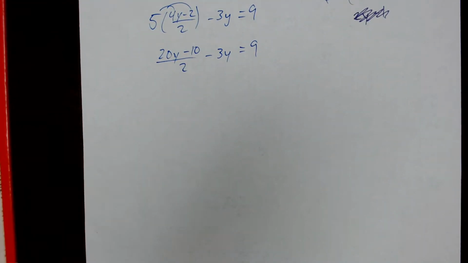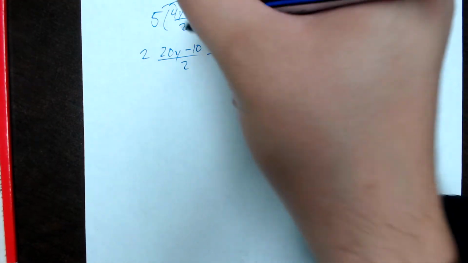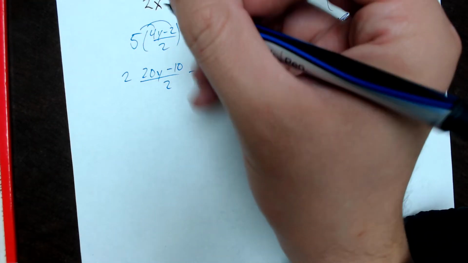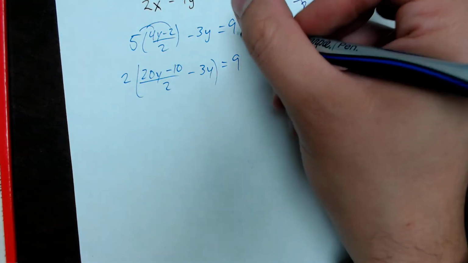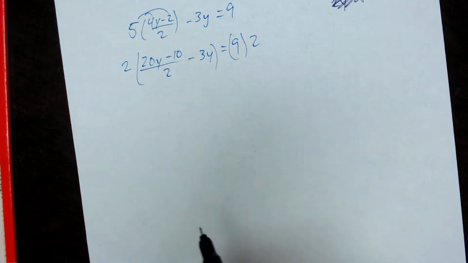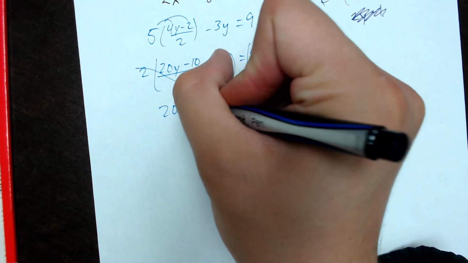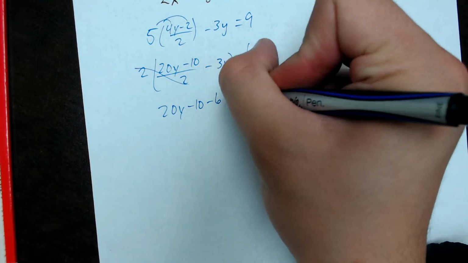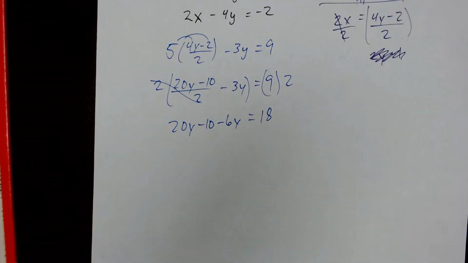From here, the way I would solve the equation, I would just multiply everything by the denominator of 2. Distributive property makes life easier. When this multiplies by 2, these cancel. So I have 20y minus 10. That becomes negative 6y. That becomes 18. That's the key to advanced substitution. Multiply everything by the denominator, and you'll be fine. It'll be okay.